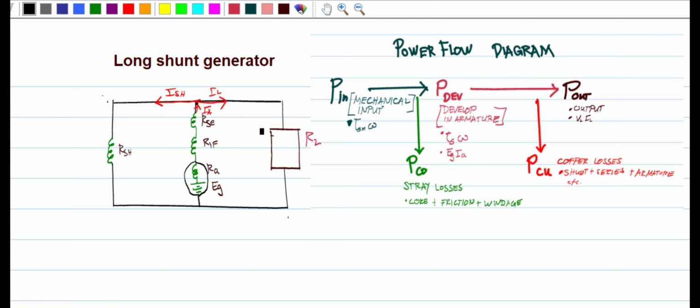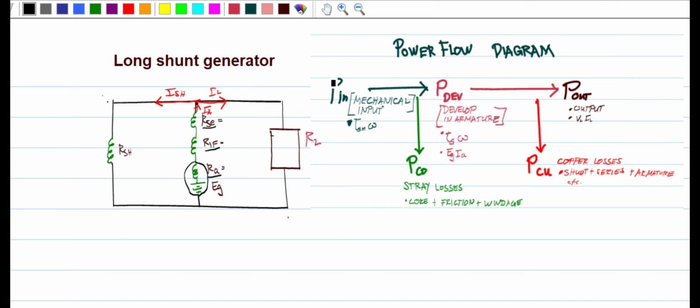Then RSE, RIF, and RA are connected in series, and they have a current of IA. So let us find the IA, then find their power, for they are the copper losses.